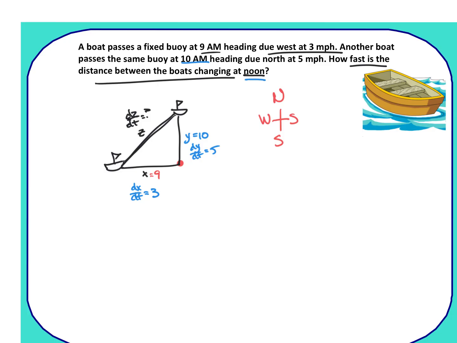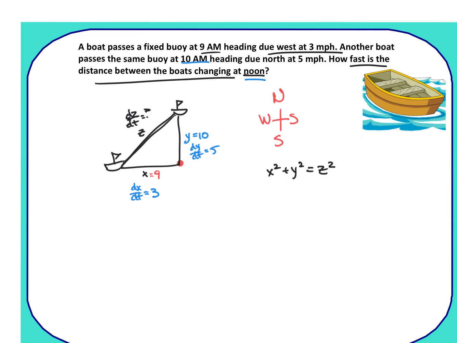All right, so what did we use? We made a what again? A right triangle. So guess what we're going to use? We're going to use Pythag. So now I have x squared plus y squared is equal to z squared. And so now I need to take a derivative.